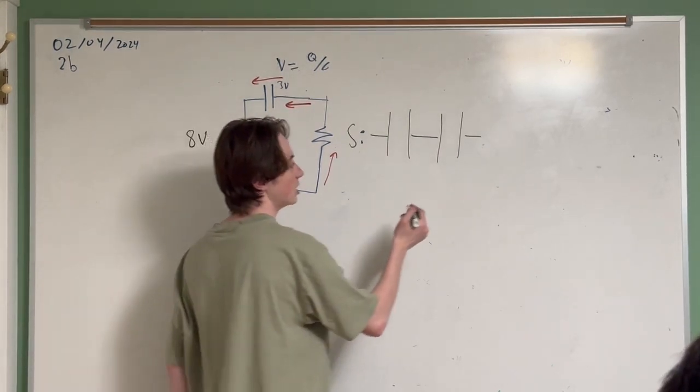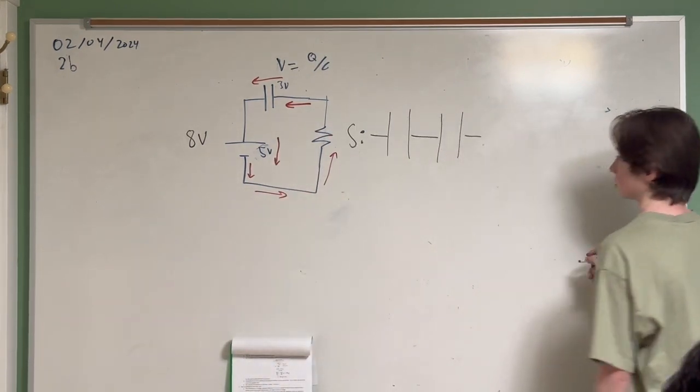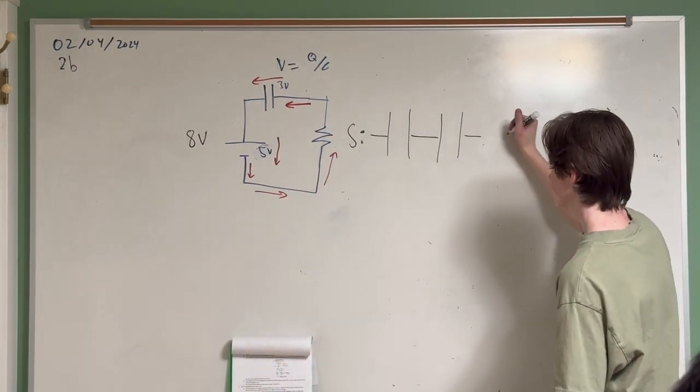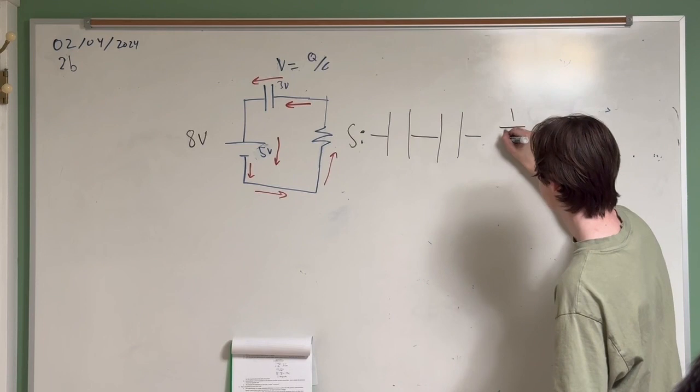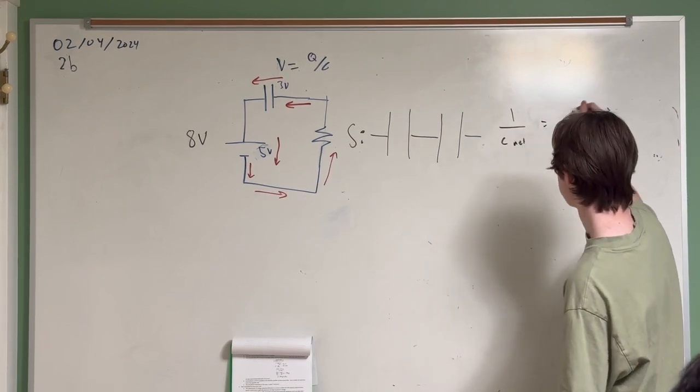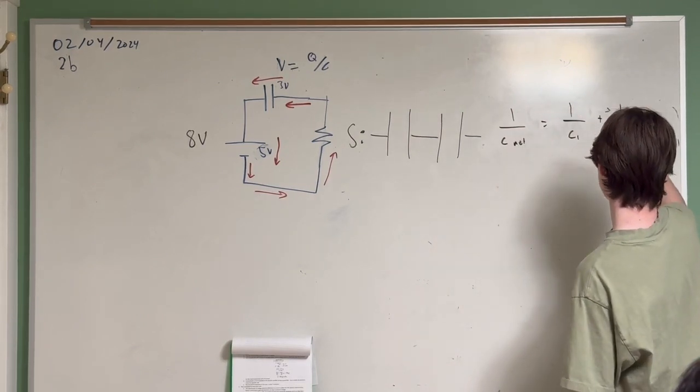The series formula for capacitors is actually the opposite of resistors. 1 over C net equals 1 over C1 plus 1 over C2.